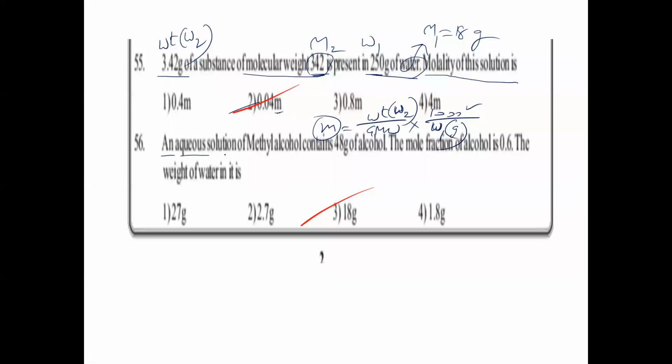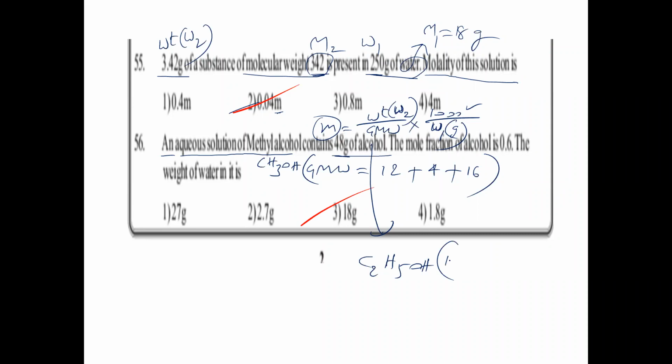And next one. An aqueous solution of methyl alcohol, CH3OH. What is the gram molecular weight of CH3OH? 12 plus 4 hydrogens, 4, plus 1 oxygen, 16, so 16 plus 4 plus 12 is the gram molecular weight. And it contains 48 grams of alcohol. What alcohol is there? Ethyl alcohol, C2H5OH. C2 means 12 into 2, 24, plus 6 hydrogens plus 16 for oxygen. That will be the gram molecular weight of ethyl alcohol.